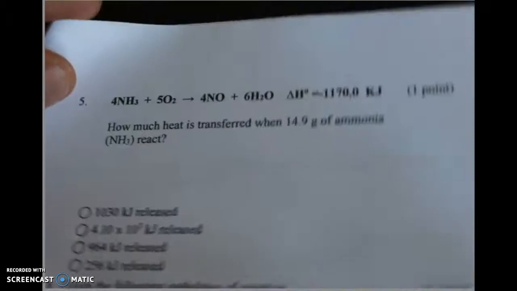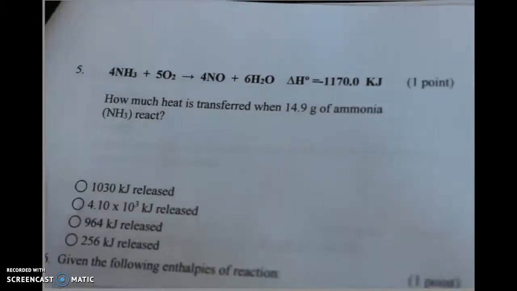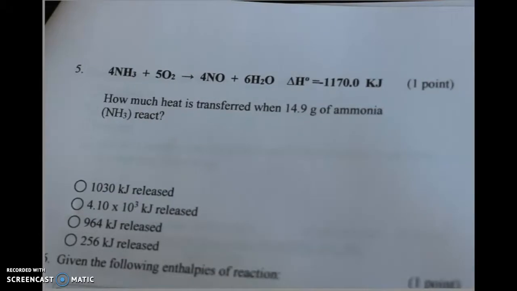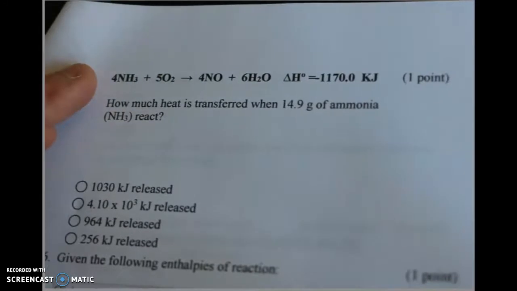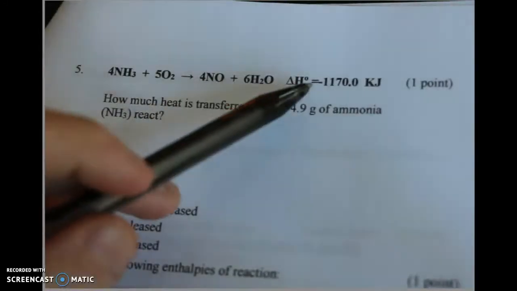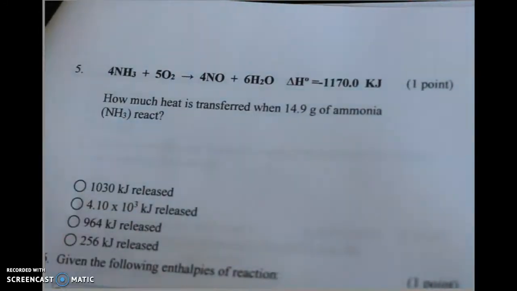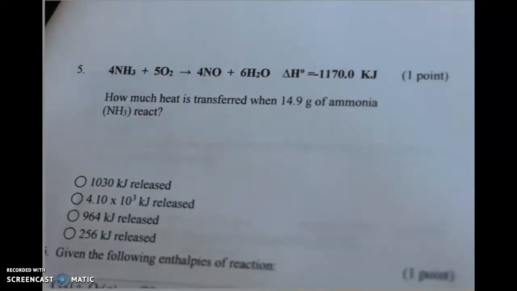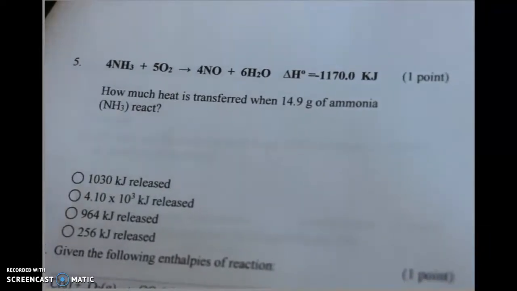Now we also did a little bit of stoichiometry type problems in the heat chapter. So in this one it says you have 4 moles of ammonia reacting with 5 moles of O2. Goes to 4 moles of nitrogen monoxide, 6 moles of water. It gives you a delta H. That's a negative 1170.0 kilojoules. And it's saying how much heat is transferred when 14.9 grams of ammonia, which is NH3, react.